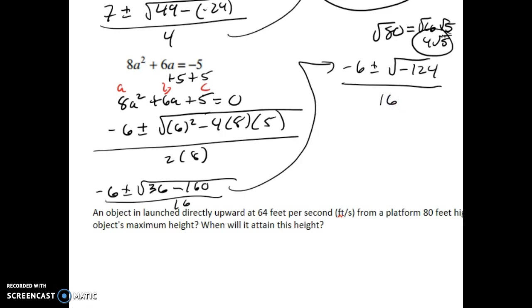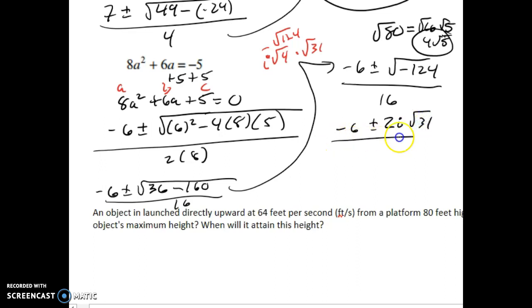We're going to have to reduce this negative 124. However we want to do it, we can write negative root 124. We have to reduce this to two things so we can square root them. So this is going to be i root 4 times root 31, which is going to give us 2i. So when I simplify this, I get negative 6 plus or minus 2i root 31 over 16.